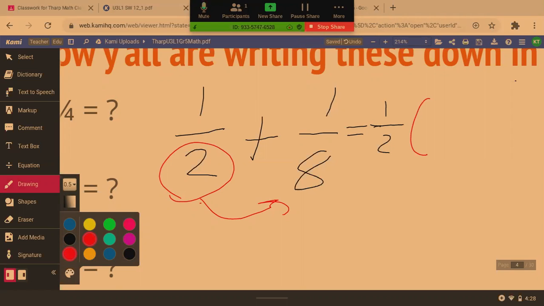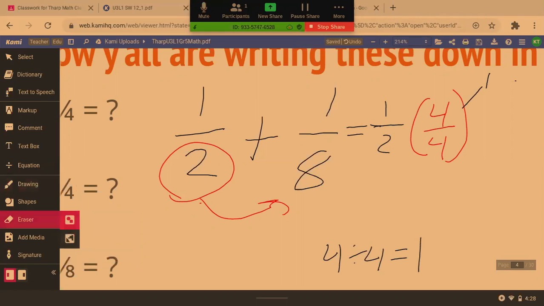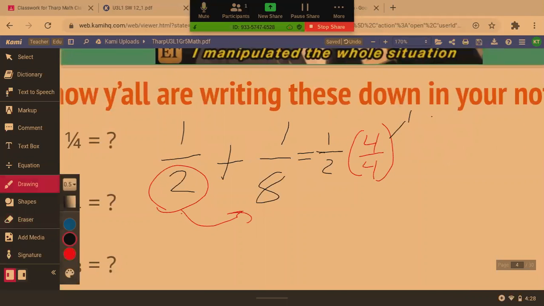So I'm going to manipulate it and do 4 over 4, which we know is 1, because 4 divided by 4 equals 1. We're just doing that to manipulate it to get the denominators the same so that we can add and subtract. And we don't need to multiply 1/8 by 4 over 4 because 1 over 8 already has the correct denominator. So we're good. We're just focusing on 1/2 multiplied by 4 over 4.